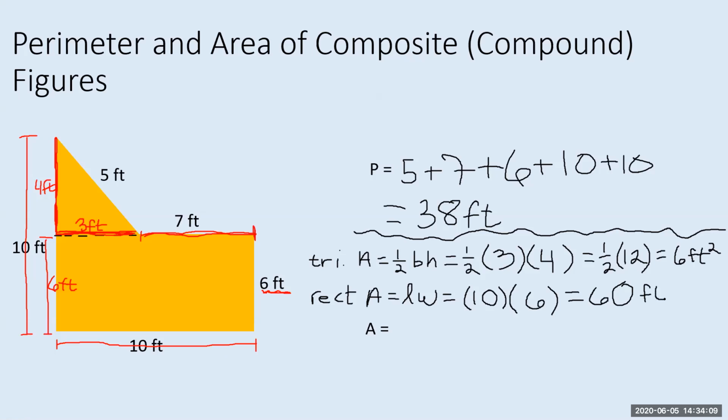All right, so we calculated the area of our individual shapes. Now we're going to combine those to get the total area of our compound figure. When we add 6 square feet and 60 square feet, we get a total area of 66 square feet. And that would be our final answer for area of this compound figure.